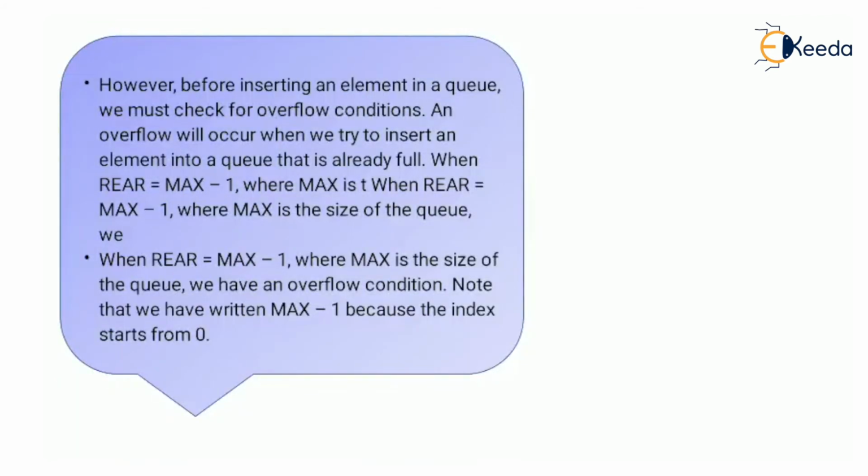As we perform different operations in a queue, in this case also we have to consider some conditions. Now what are these conditions? The first condition is the condition of overflow and the condition of underflow. Before inserting an element in a queue, we have to check the conditions. First of all, we have to consider what is the overflow condition.